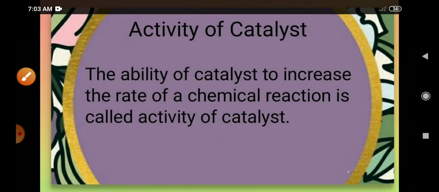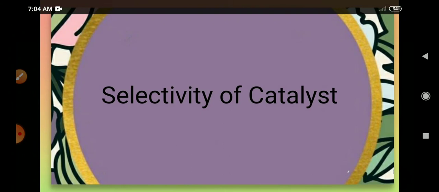So what is the activity of a catalyst? It is the ability of a catalyst to increase the rate of a chemical reaction. That is called the activity of a catalyst. So we can say it is the ability of the catalyst, and which ability? To increase the rate of the reaction. That is called activity of a catalyst. Let us discuss selectivity of a catalyst.